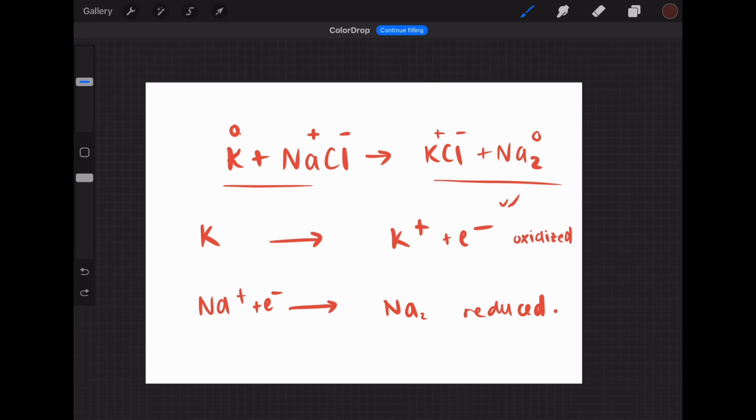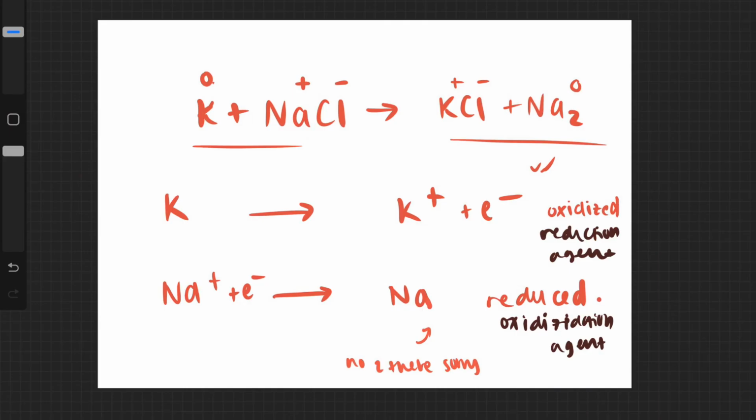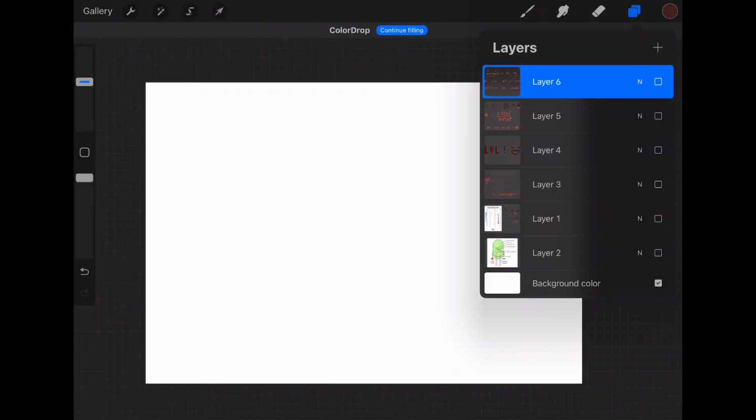Okay? And the next question was, what is our oxidizing agent? What is our reducing agent? Well, what is causing potassium to be oxidized? Sodium chloride, that's causing potassium to be oxidized. So that is your oxidizing agent. And what is causing sodium chloride to be reduced? Potassium. Potassium is your reducing agent.